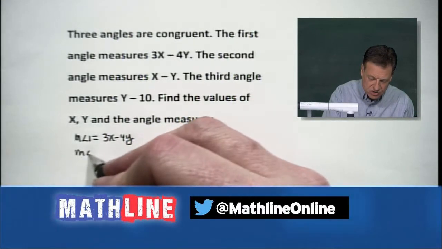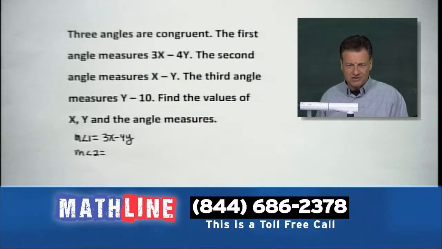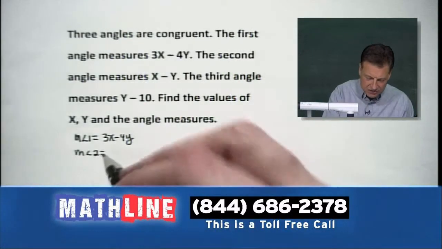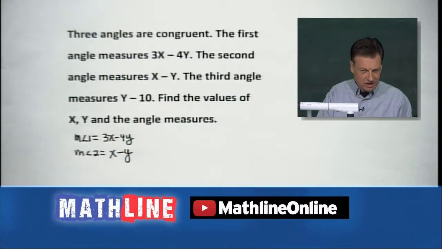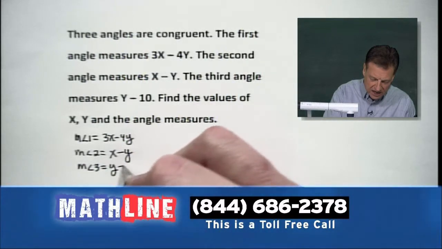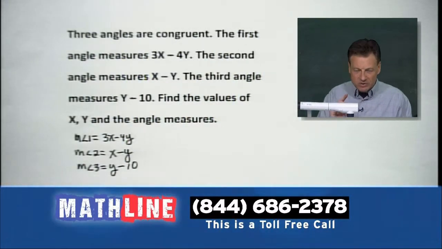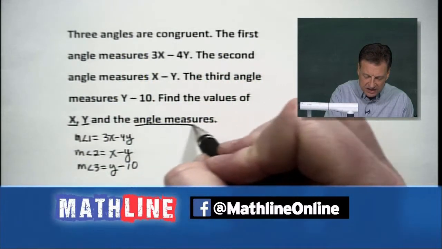We're going to pick up measure of angle 2 to make this a little bit easier, because a lot of times people just get nervous about all those words. They aren't that bad. It's going to be x minus y. The third angle equals y minus 10. Now, what are we looking for? We're going to find x, we're going to find y, and we're going to find the angle measures.